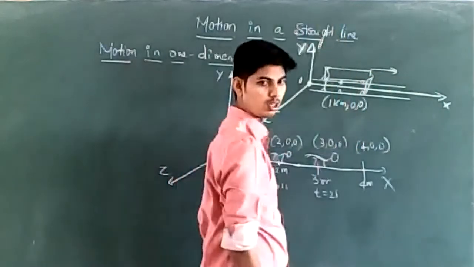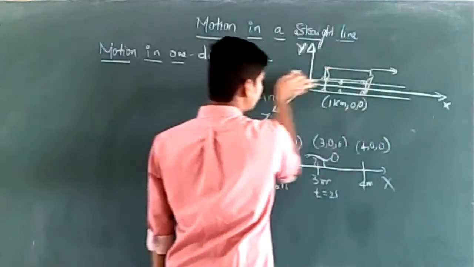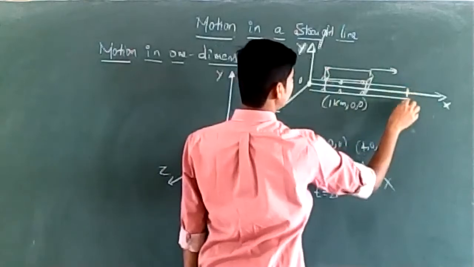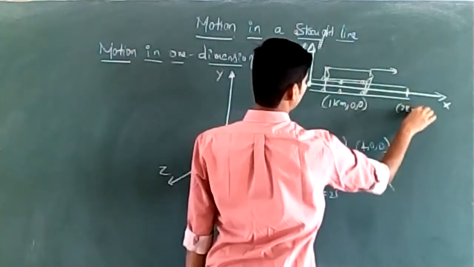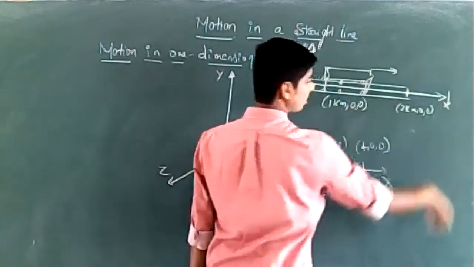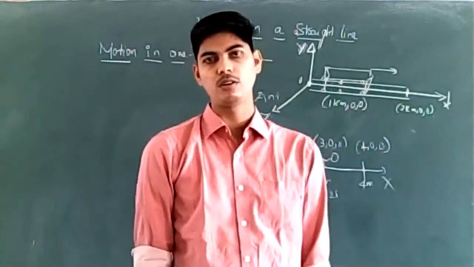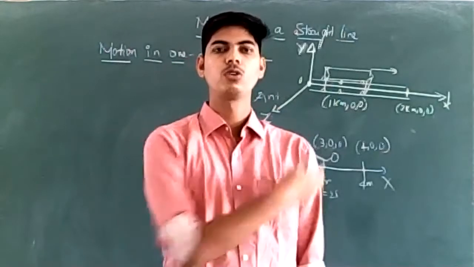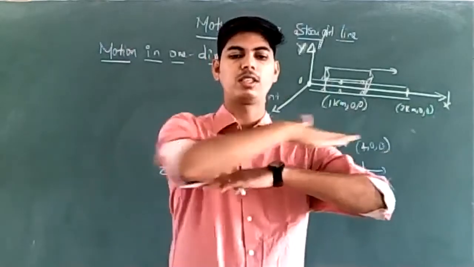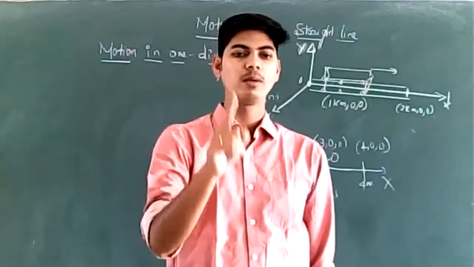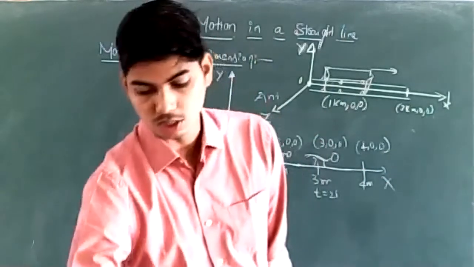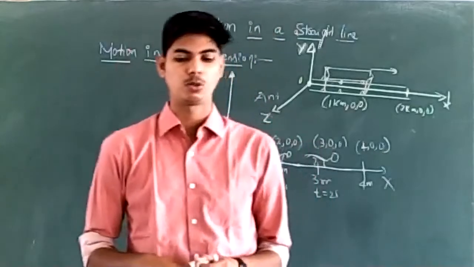The train is not going up, nor coming this way. The train is traveling only along the x-axis. If the train comes here, it is at 2 kilometers, 0, 0. If it comes here, 3 kilometers, 0, 0. So only one position coordinate of the train is changing with time. So we say the train moving along a straight track is in one dimensional motion, or it is considered to be an example for one dimensional motion.